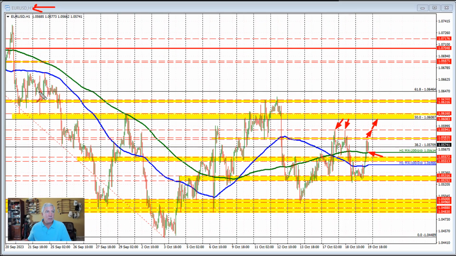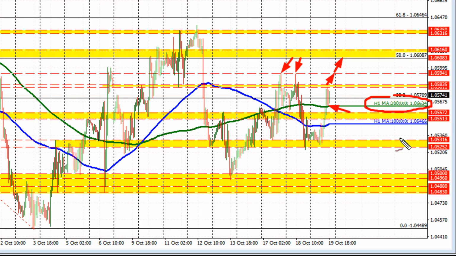So we need to get above that level, get above the 94 level, and it opens up the door for the 50% retracement of the move down from the September high. That level comes in at 1.06087. That is all dependent upon the price remaining above this 200-hour moving average. That level currently comes in at 1.05634. And as you can see, over the last 3 or so hours in the New York session, the price has been able to stay above that level.